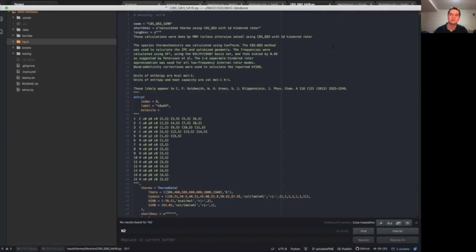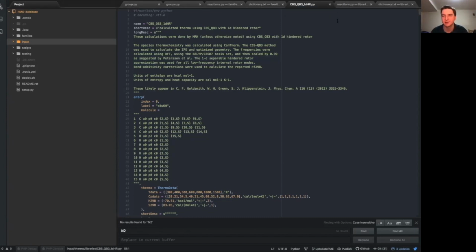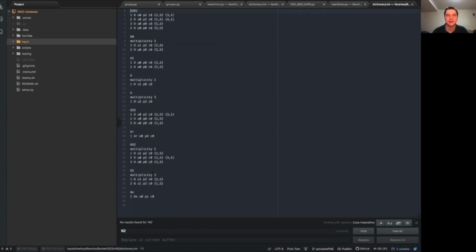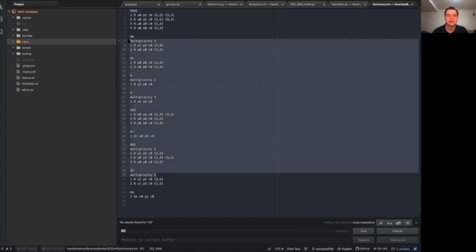The reaction library is similar to the training reaction set, except you don't have to have labels, of course. So you have entries with associated kinetics and an associated label and a description of where it came from. And then in the library, you just have unlabeled species identities.